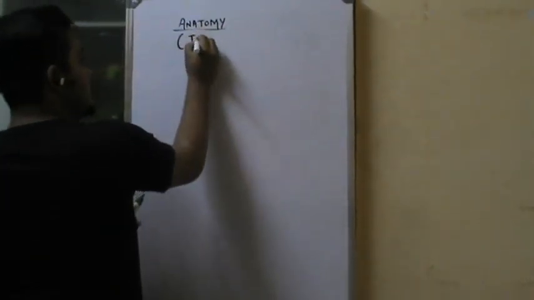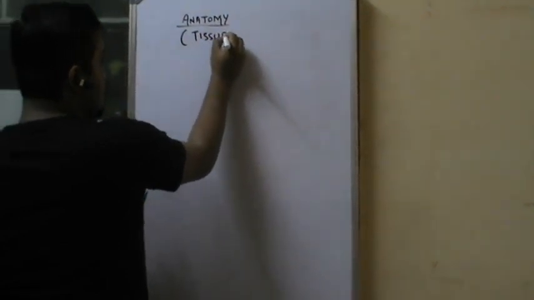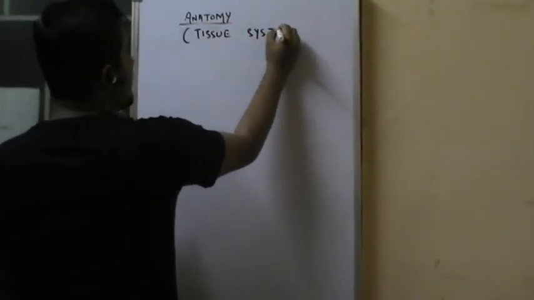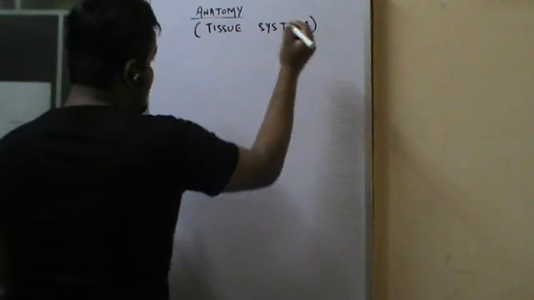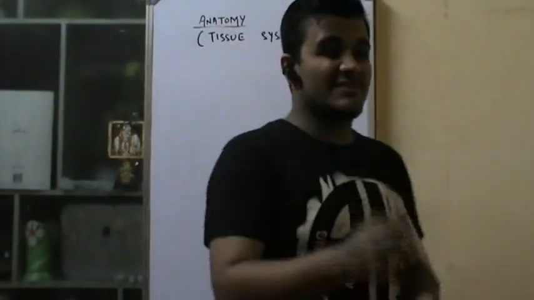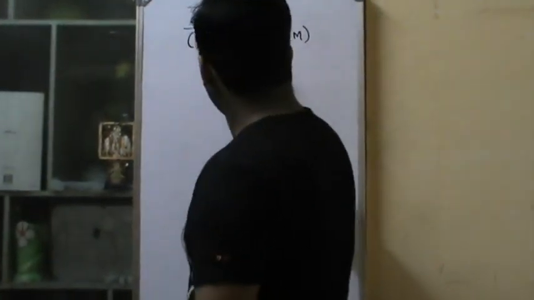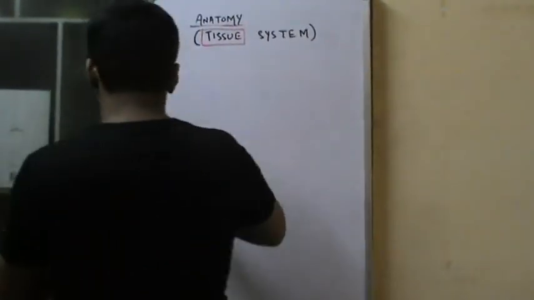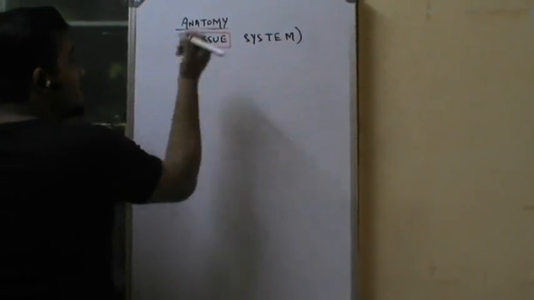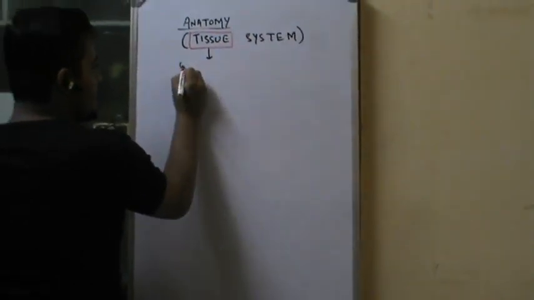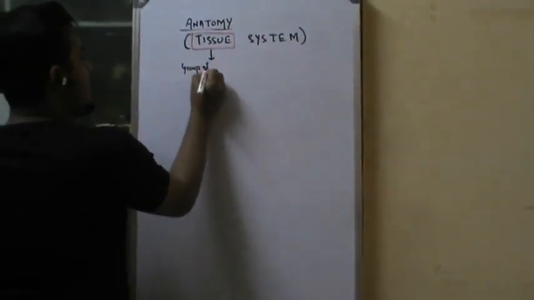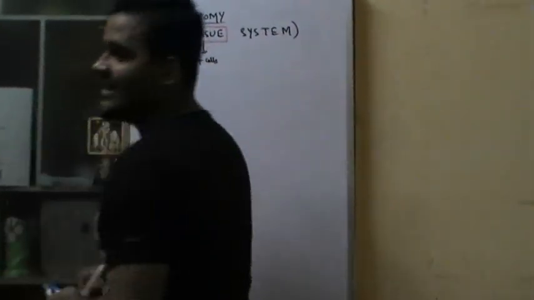I'm directly starting with the tissue system. But it's going to be very important for you to understand what a tissue system is. Hamesha dekhna tissue system shuru karne se pehle tissues janna bahut zaruri hai. Most of you are confused on this. Tissues are what we call a group of cells. Sabko pata hai guys? All know this. The tissues are a group of cells.